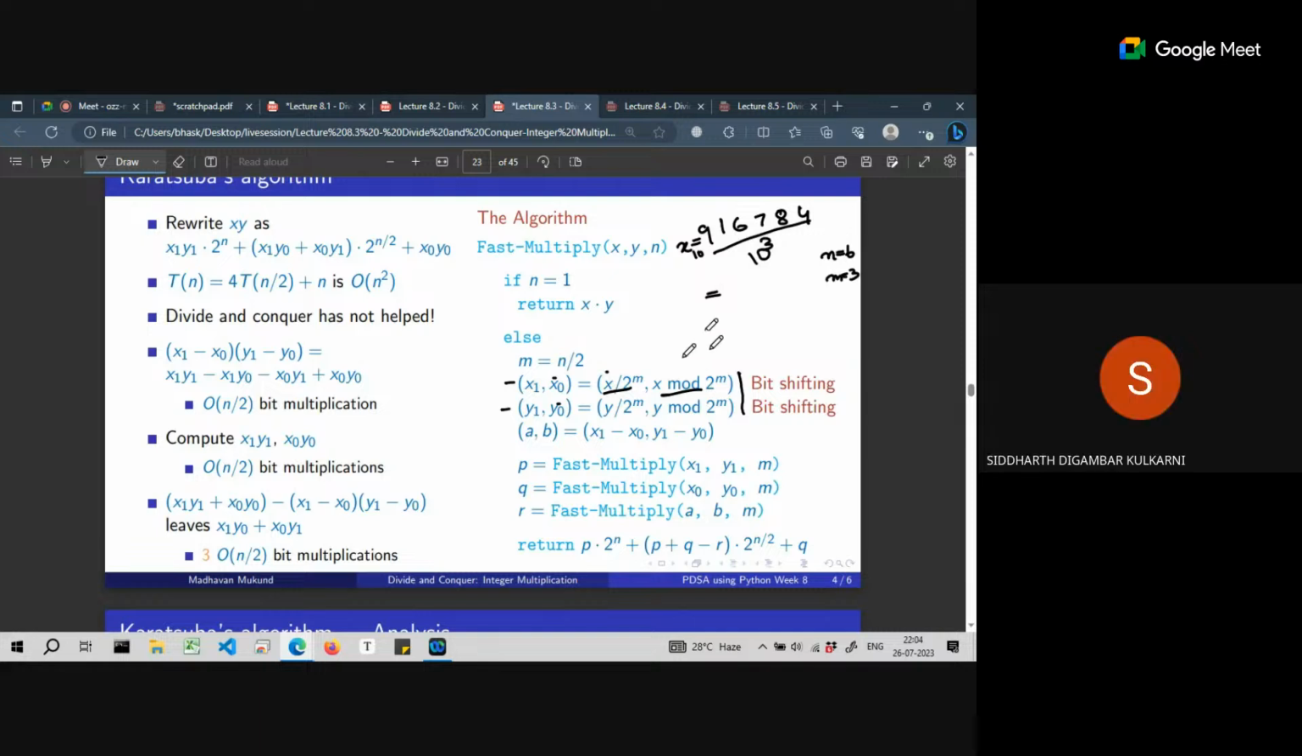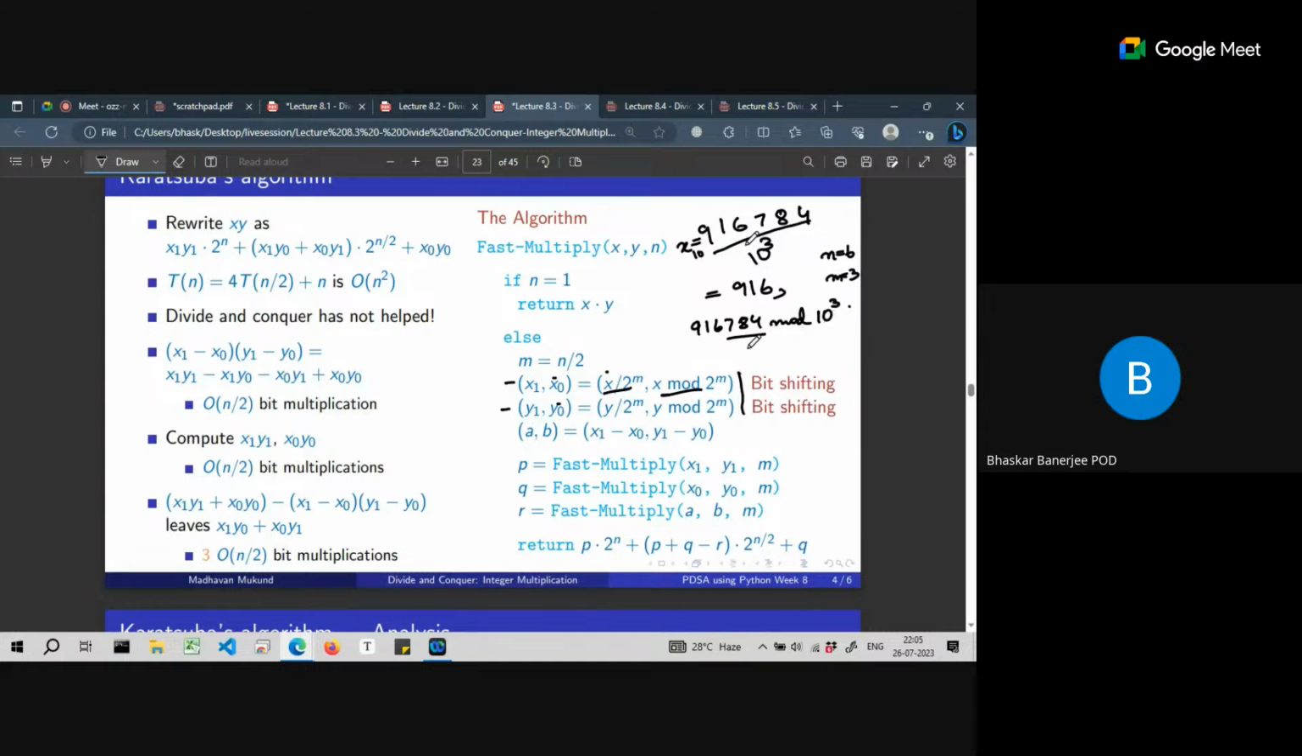Floor division. 916 and 784. X1 will be 916. The answer is 916, right? Dividing by 1000, the second mod is 784. Correct. So the next is, if I'm doing modulus, when I'm doing 916784 modulus 10 to the power 3, what does this mean? When I divide by 10 to the power 3, whatever is the remainder. So the remainder would be 784, correct? So by doing modulus, I get 784.